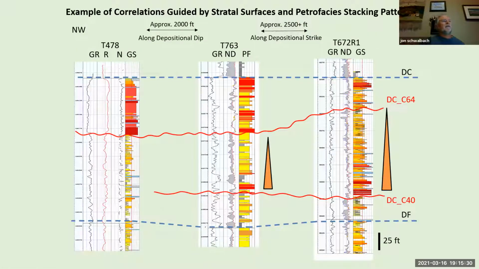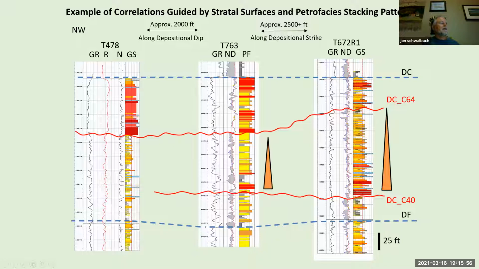So here's an example of applying that to some of the well data that we had. We have a nice flooding surface here, this DC surface, which sits below this really thick regional mudstone. So that's a good constraint to our stratigraphy. We also have another mudstone flooding surface down here, highlighted in the blue. And then between that, we can start looking at our strata.